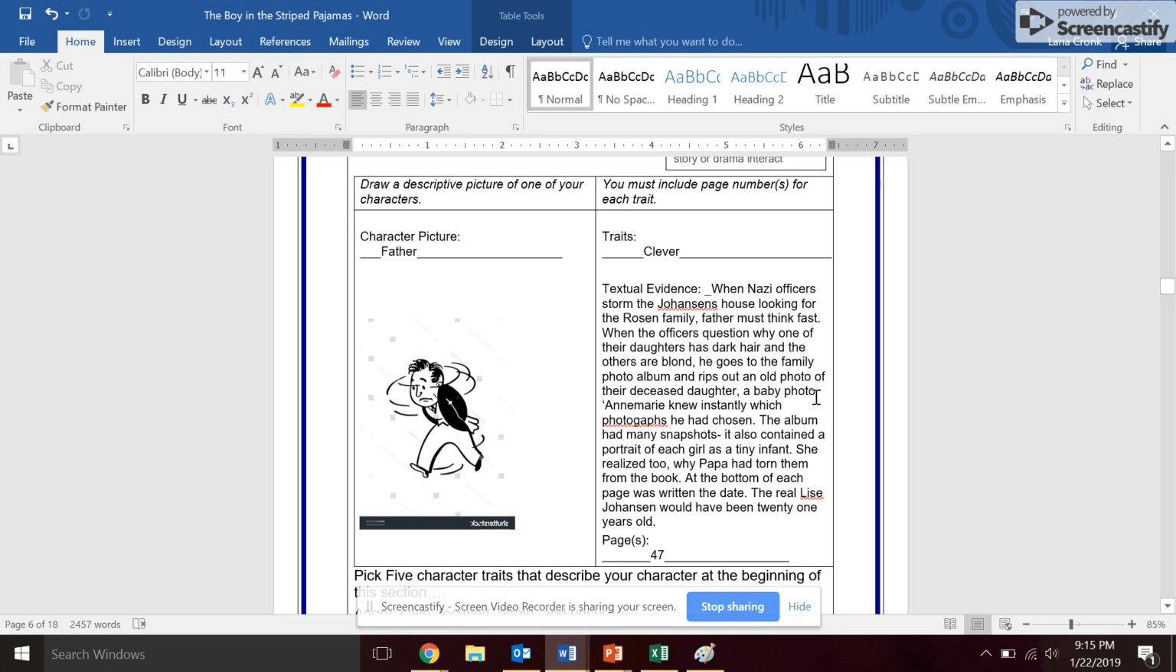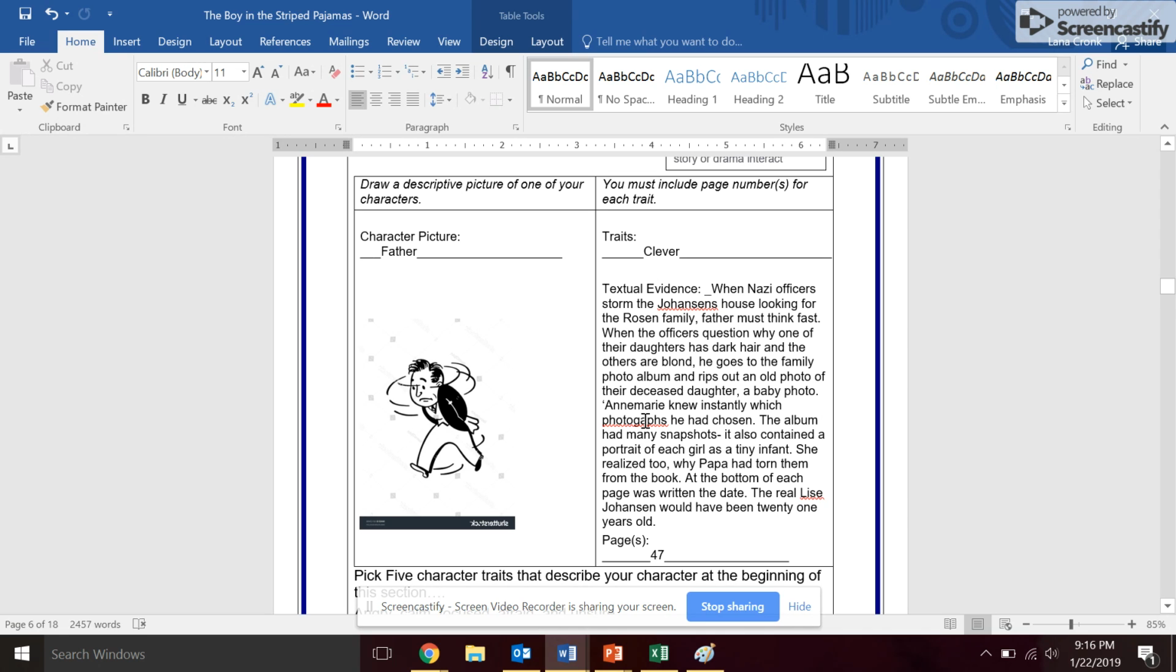Now, what's particularly important to know about this scene is that one of the Rosen's daughters, her name is Ellen, is not actually this family's daughter, and she has really dark hair. She's Jewish, and she doesn't look like the rest of the siblings.